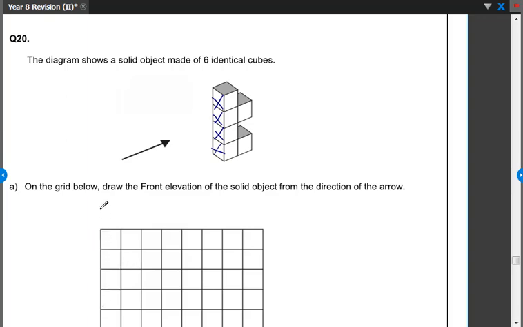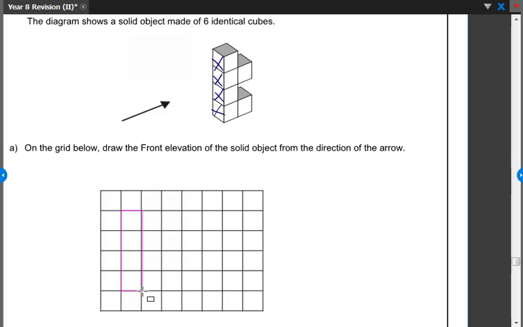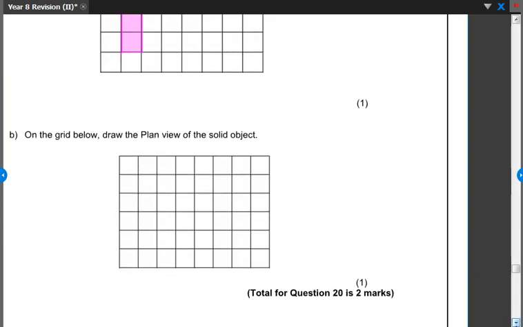Honestly, you can just draw wherever, it doesn't matter. You're just going to have something like this. Whatever. Make it pink. Yeah, so you're just going to see that. And then they're going to ask you for the plan view.